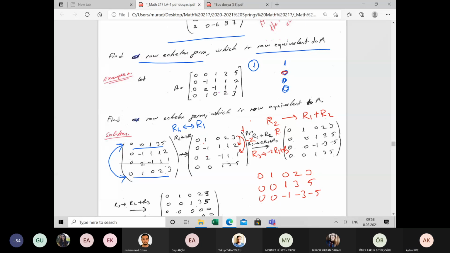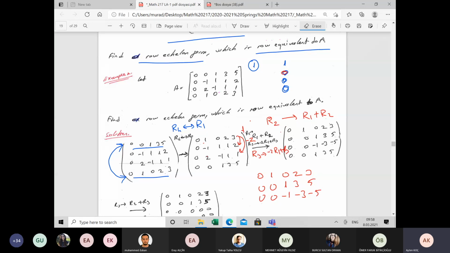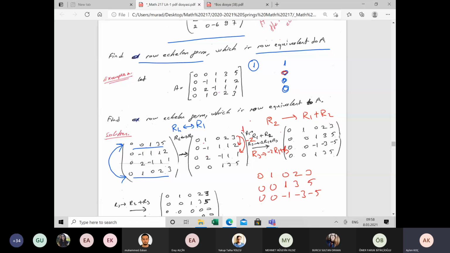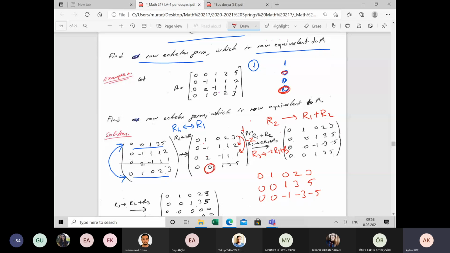And then the next one should be 0 here. Yes, we have 0 here. So it means take the same row. The last row stays the same. This one. Yes, we obtain this one. It's okay. Any question?